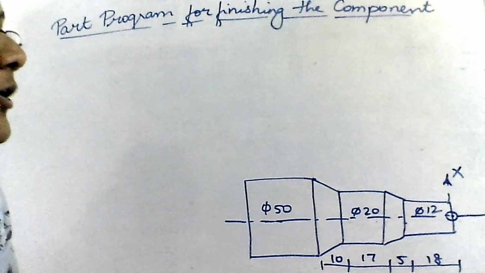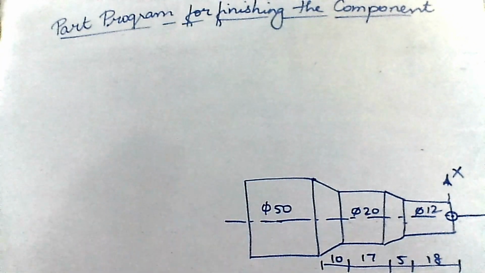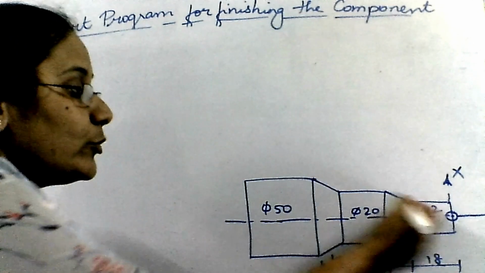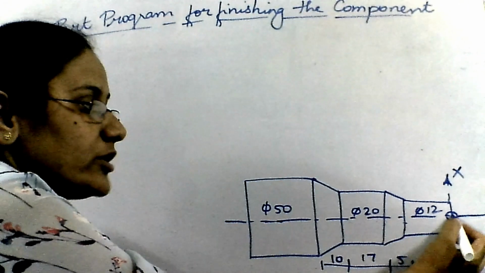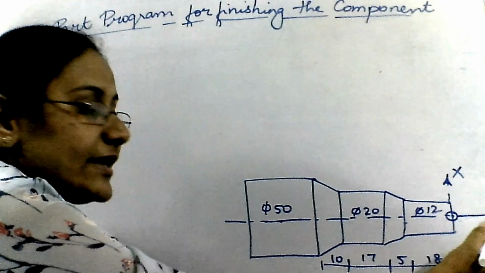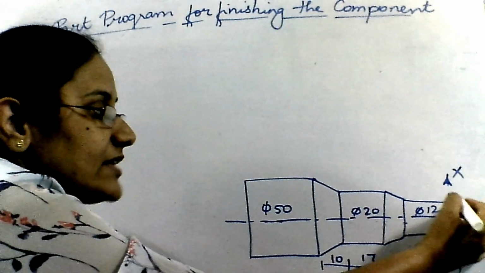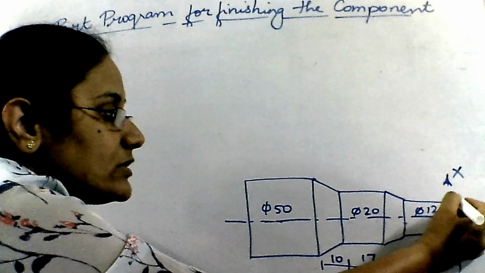This is my 6th video and we would be seeing the program for finishing this component. Now in the given component 1 mm material is in excess and I have to remove that 1 mm material. So to begin with, this is the origin. Horizontal axis is the z axis and the vertical axis is the x axis. Since only 1 mm material is to be removed, I will be placing my tool somewhere over here.